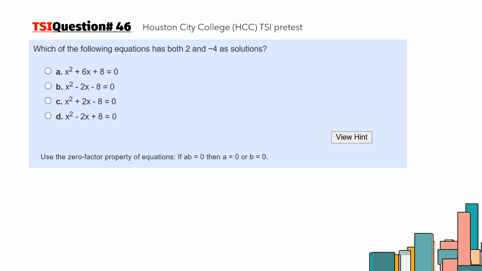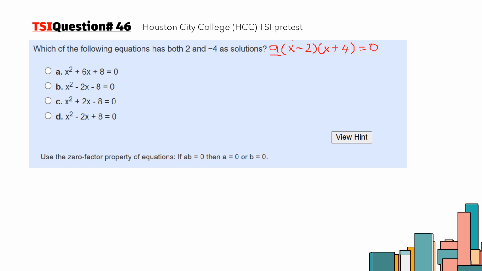So the solutions are 2 and -4, which means you will have a factor of x minus 2 times a factor of x plus 4 that equals 0. We may have a coefficient in the front, but we don't know. So let's distribute the x minus 2 times x plus 4 first, without the coefficient.